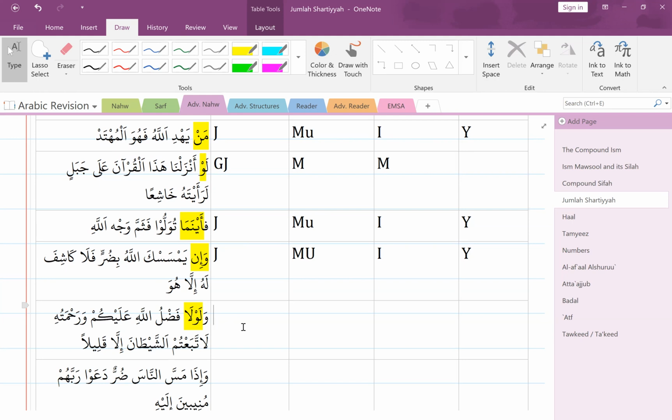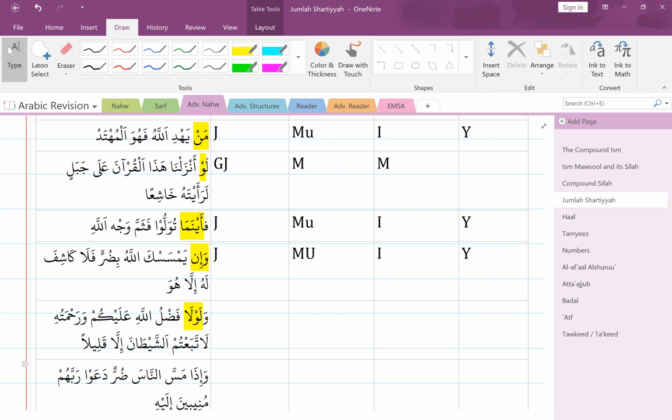Where's the fi'l? No, sorry. Oh, I forgot. Fazlullahi, don't fail. So it's a jumla ismiya, right? Fazlullahi is an idafa. So it's a negation.